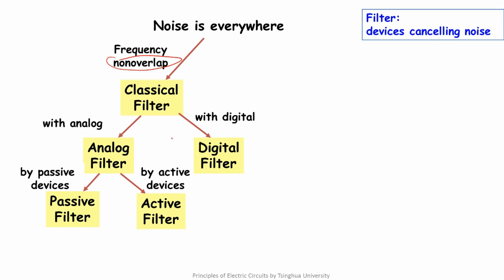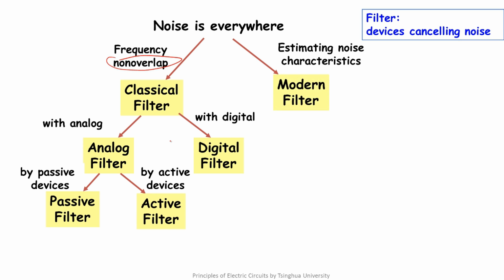Sometimes the frequency of the noise and the signal frequency are overlapped. In this case, we need to estimate the characteristic of the noise and then design a modern filter. Did you find? In order to eliminate the effects of noise, various types of filters were put forward. About the principle, design, and use of these filters, we will learn from different courses in the future.